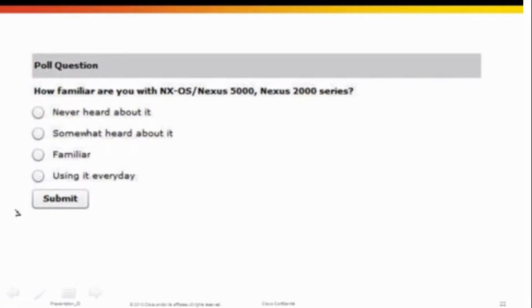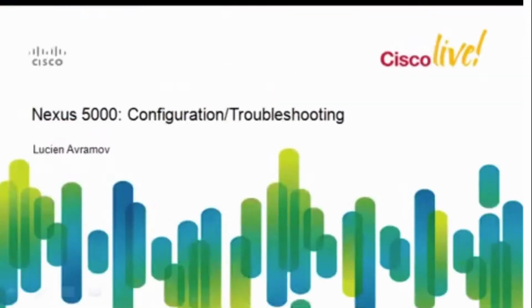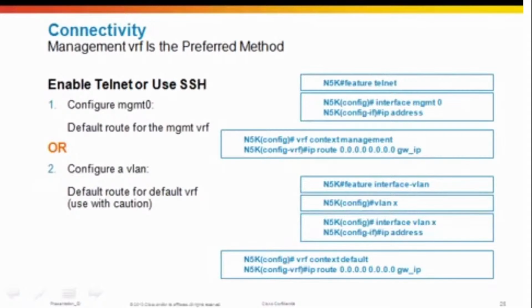Now let's go ahead and talk about Nexus 5000. First off, let's go ahead and talk about configuration. That's going to be our next 4 slides, and after that, we'll go ahead and talk about troubleshooting tools and other things to use, so you can analyze your network with the 5K. So the first main thing is connectivity. How to establish connectivity to your 5K so you can configure it.